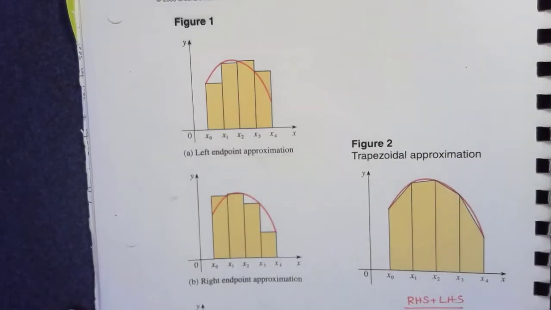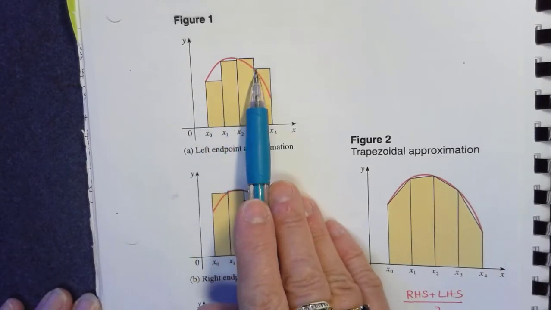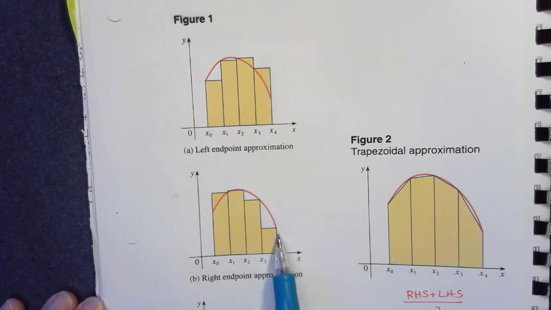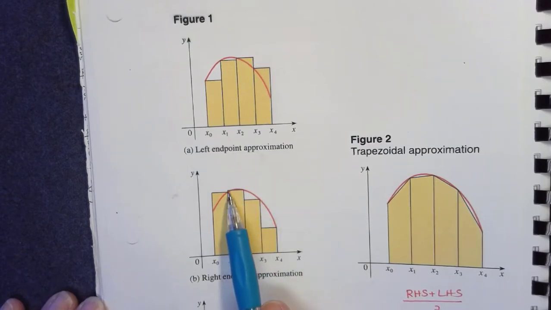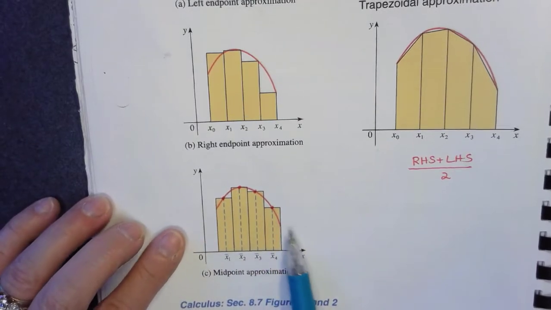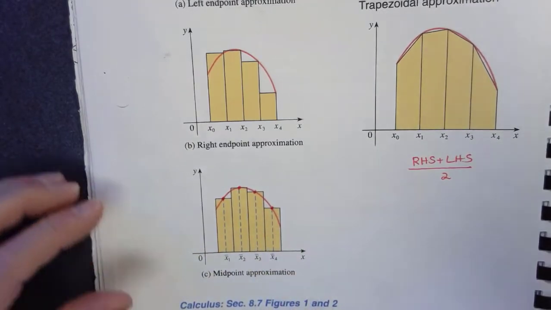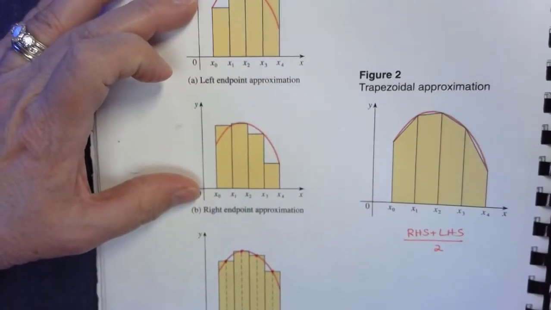These are nice little diagrams of the curves that you have seen. Here is our left endpoint approximation of this curve. Here is our right endpoint approximation. Here is our midpoint approximation. You can see that the midpoint generally gives a better approximation than either the left or the right.